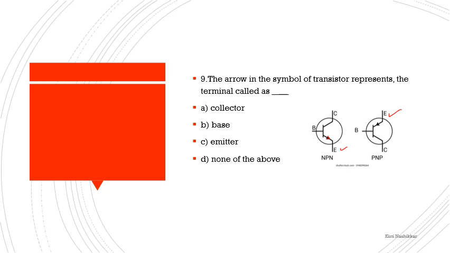For PNP the arrow is in the inwards direction, and for NPN this arrow is having the outward direction. This is the only difference between the symbol of NPN and PNP transistor. So that's why correct option is option C, emitter.